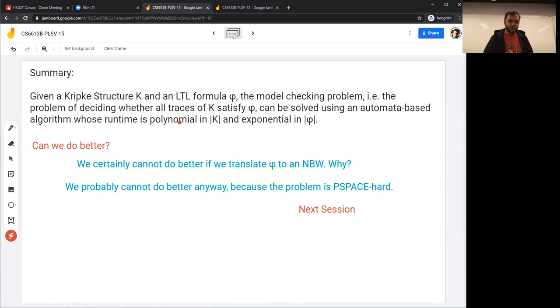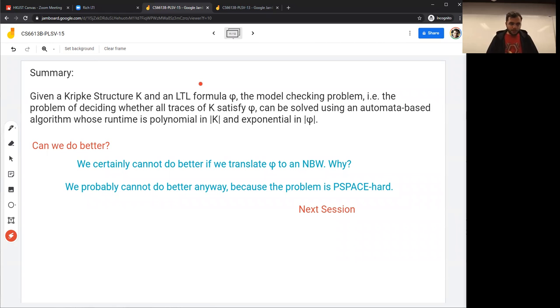Before we do that, let's just do a summary of what we saw. We saw that if we have a Kripke structure K and an LTL formula phi, the model checking problem can be solved in time polynomial in K and exponential in phi. And what did we mean by the model checking problem? We meant the problem of deciding whether all traces of K satisfy phi or not.